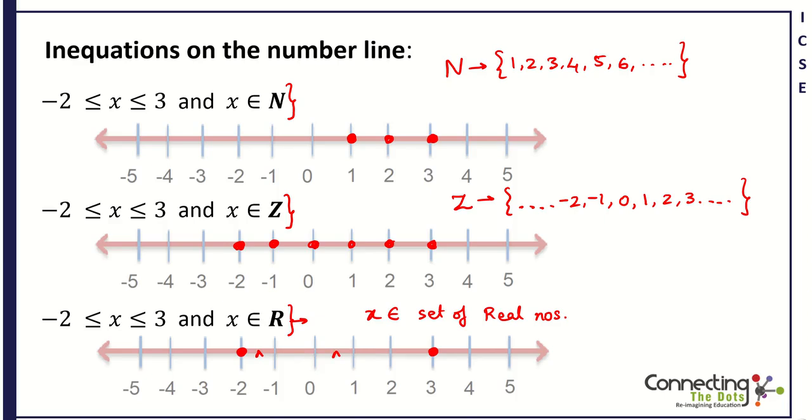So that can only be represented with a straight line going from -2 to +3. And the solid dot here indicates that -2 is included. And the solid dot here also indicates that +3 is included. So you can now see how the replacement set and the inequation together determine the representation on the number line.